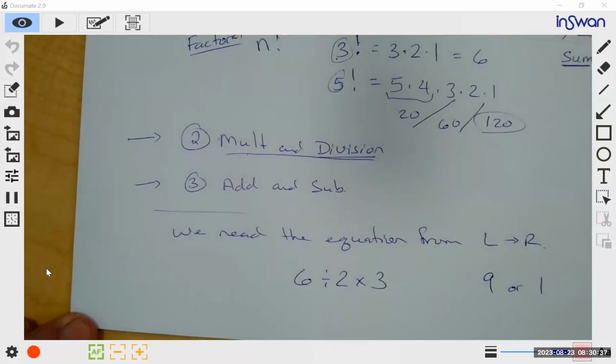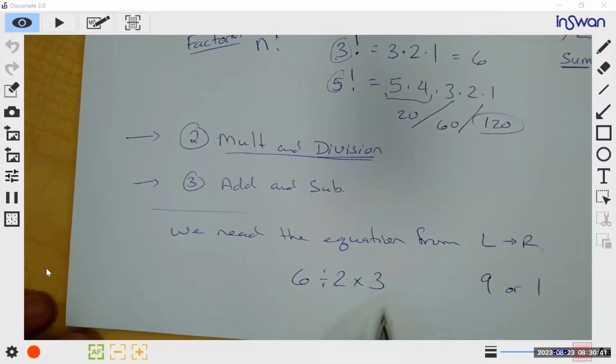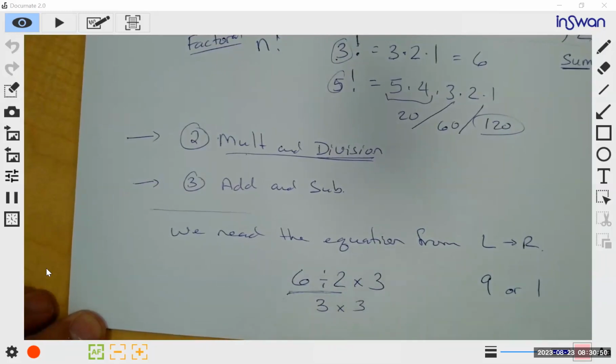According to the order of operations, reading left, right, are there any special operations? No. Reading left, right. Are there any multiplication, division? We do division first. 6 divided by 2 is 3. Now, read left, right. Any special operations? No. Any multiplication, division? Yes. 3 times 3.